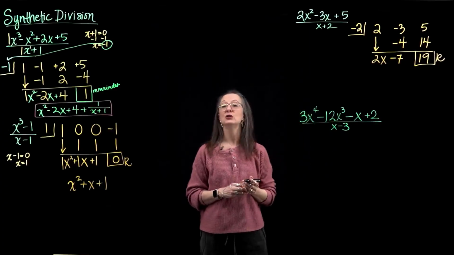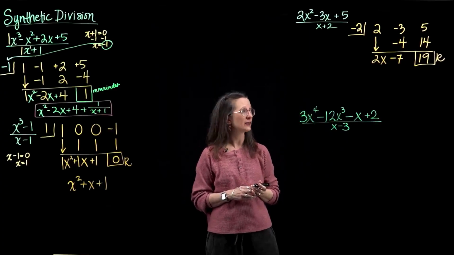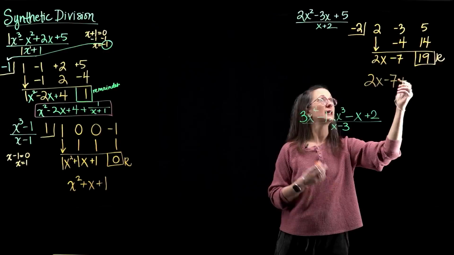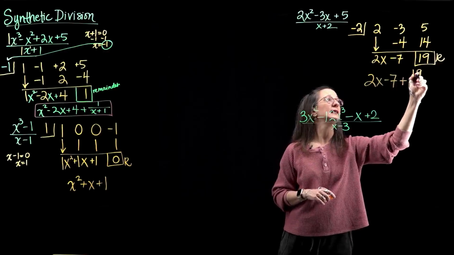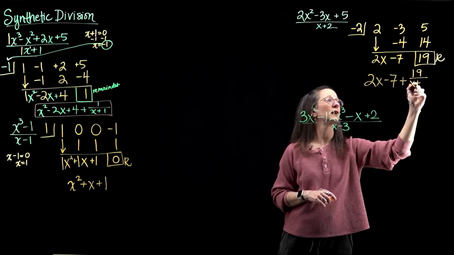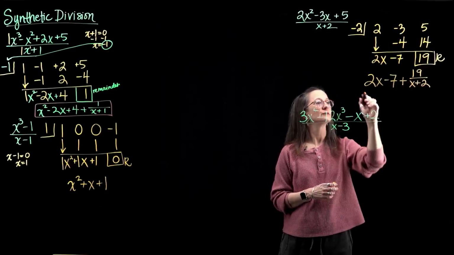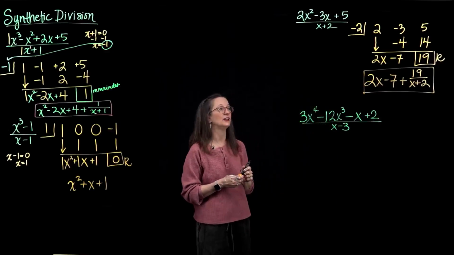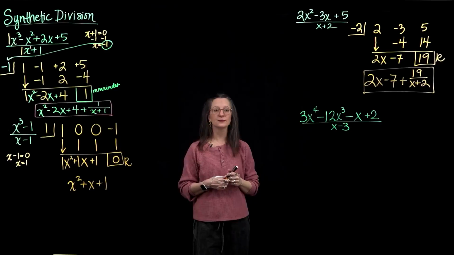I'll leave that alone. And then the number to the left of that is the coefficient on x. So that will become 2x minus 7 plus, that remainder would be 19 over x plus 2. So my final answer would be 2x minus 7 plus 19 over x plus 2.